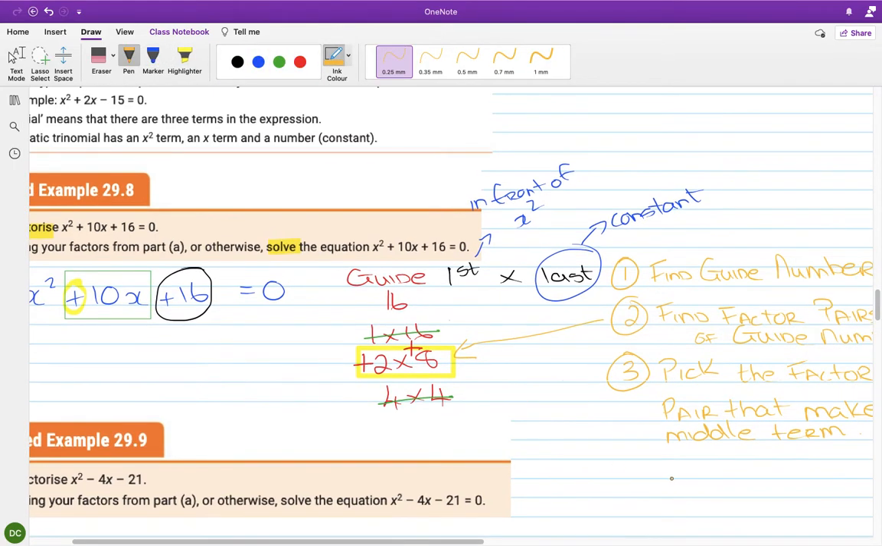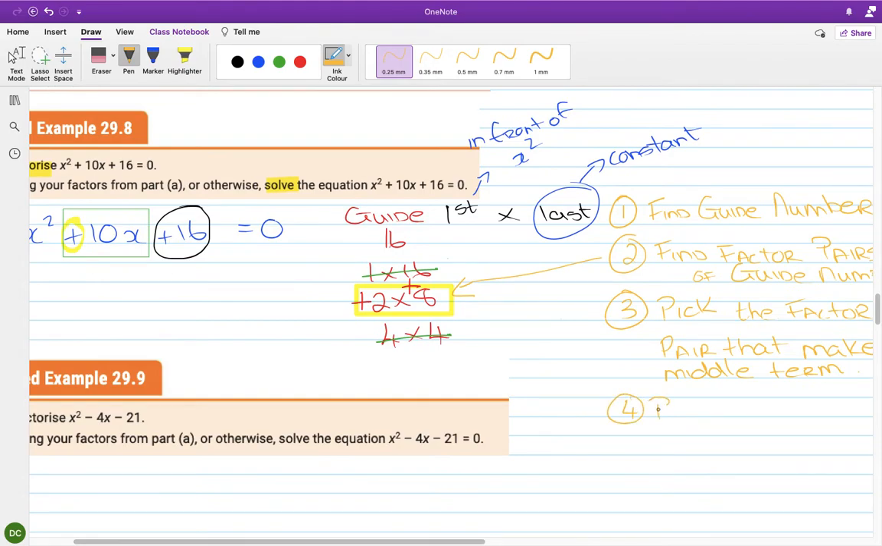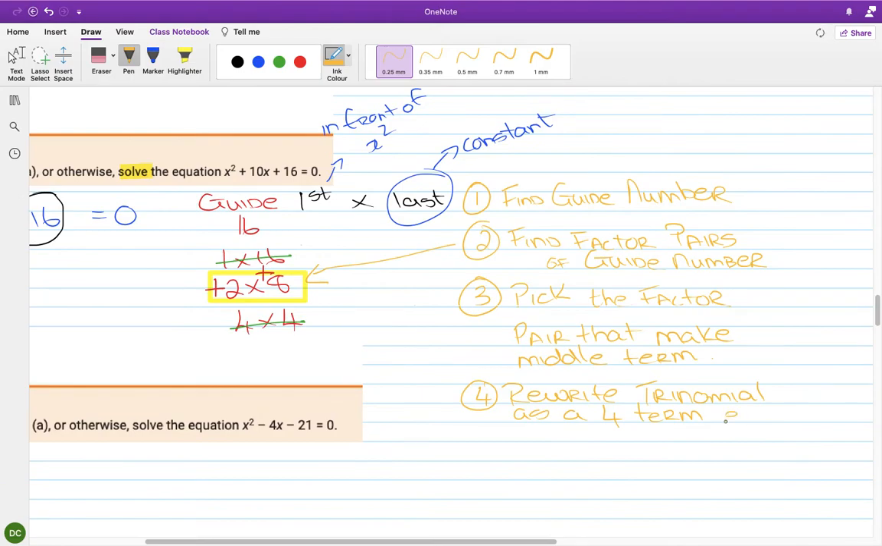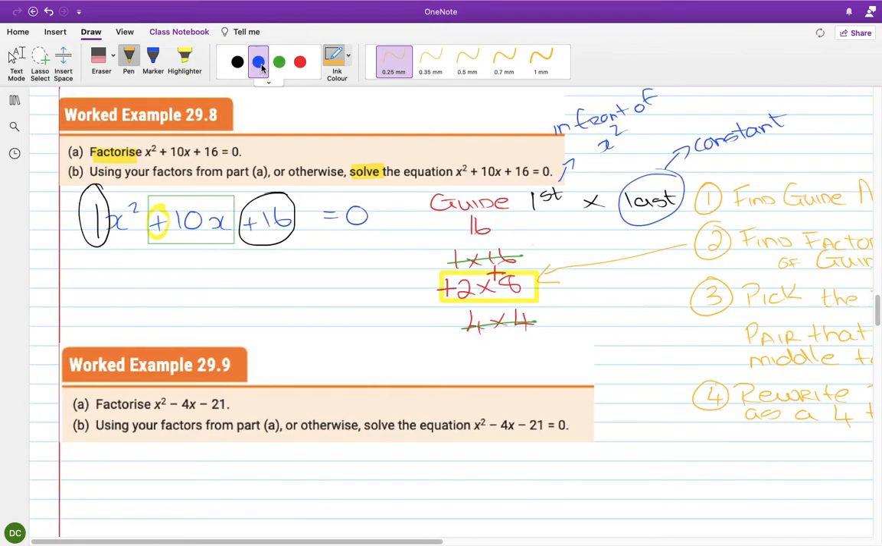The fourth thing then is to rewrite your trinomial as a 4-term expression. Okay, so we're going to rewrite it. So we write the x squared because that hasn't changed. Now you're going to take this 10x and you're going to split it up. So it's going to be 2x and 8x. So whatever you decided to use over here, you split 10x up into that, and then you have your plus 16.